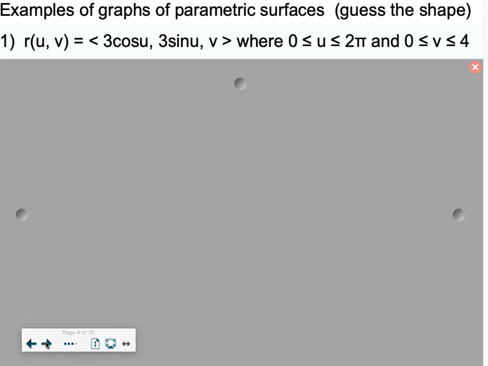So this first example, r of u,v is the vector 3 cosine u, 3 sine u, and v. Now what does that mean? It means x equals 3 cosine u, y equals 3 sine u, and z equals v. Remember, u and v are just variables, right? So let's say u is bounded between 0 and 2 pi, and v is going from 0 to 4. Can you figure out the shape that is produced by this parametrically defined surface?